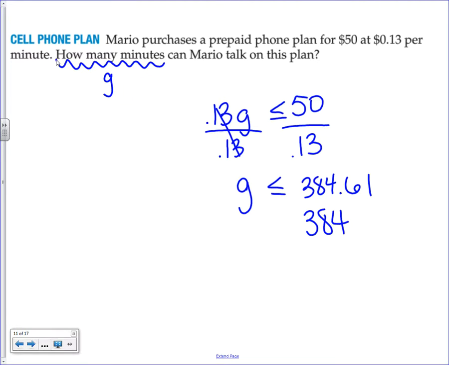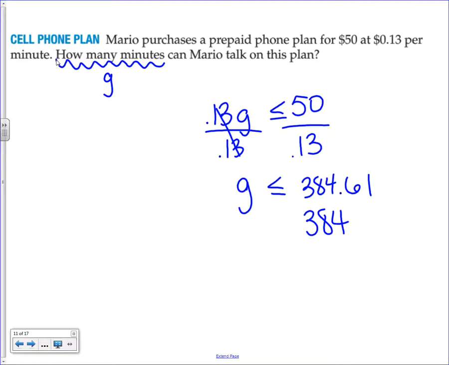Yeah, and that's why we get a lot of questions from you guys, because you're taught in elementary, if this is a 5 or higher, you round up, right? You're taught that. But in a situation, you have to be able to reason and think what's reasonable. I only have enough money for 384.6, so I can't go up to 385. I got to come down to 384. Does that make sense? Okay, what kind of sentence are you going to write me here? Mario only has enough for 384 minutes.